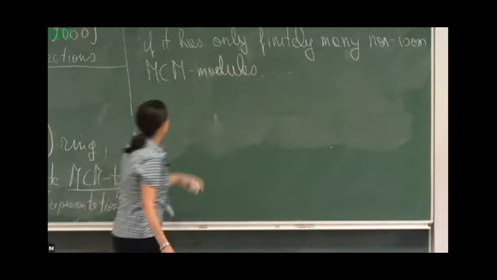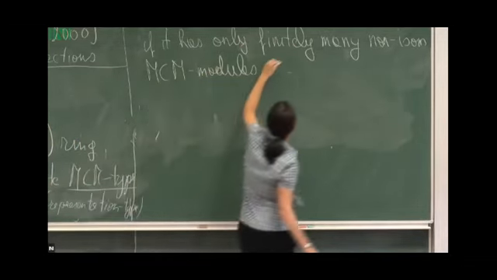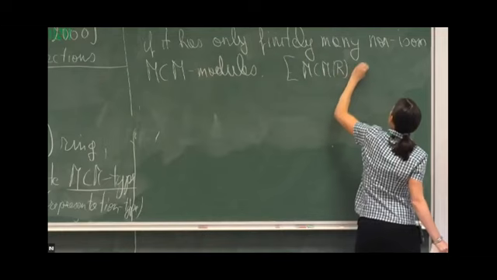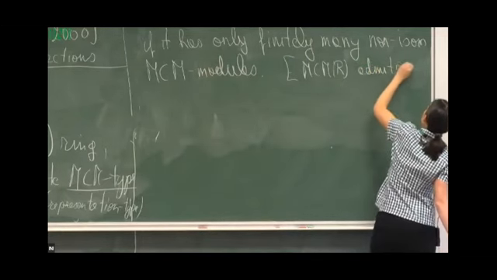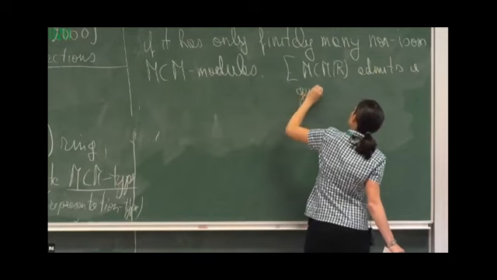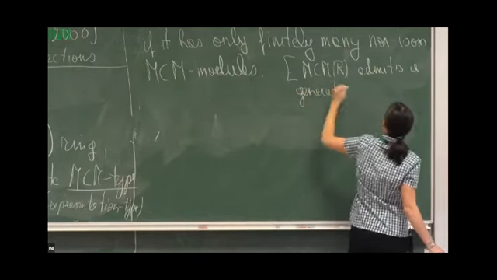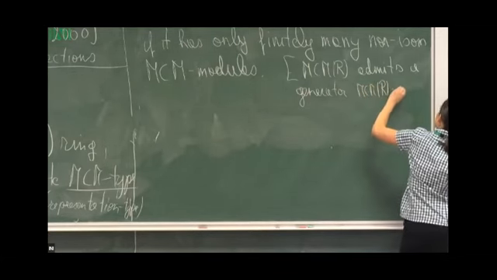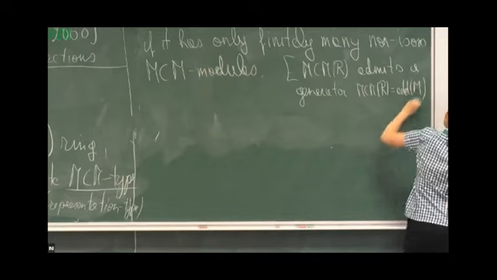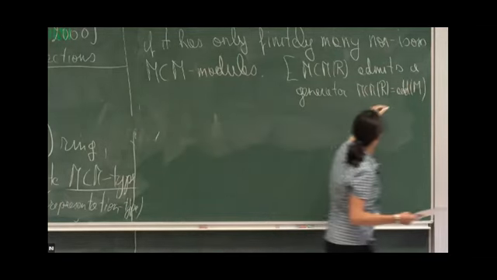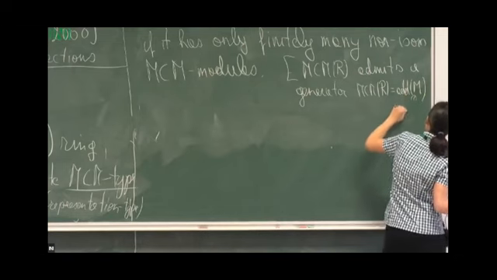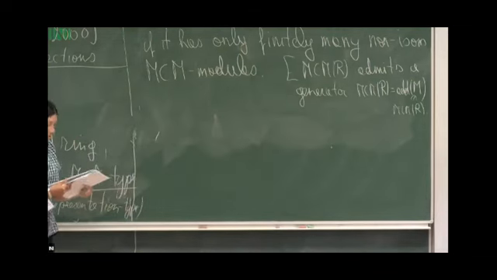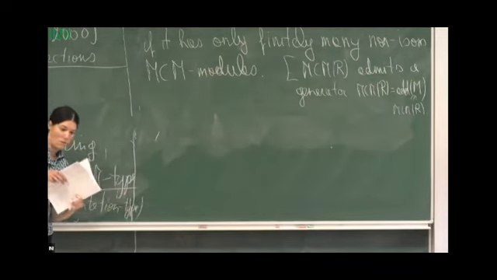And you can phrase this differently by saying that MCM R admits a generator. So meaning that MCM R is the additive category of some module M in R. Okay, so this is the definition.